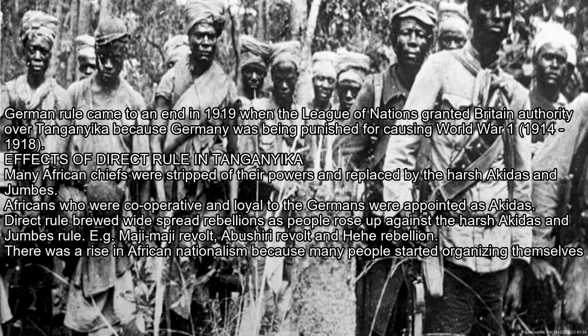German rule came to an end in 1919 when the League of Nations granted Britain authority over Tanganyika because Germany was being punished for causing World War I, 1914-1918. Effects of direct rule in Tanganyika. Many African chiefs were stripped of their powers and replaced by the harsh Akidas and Jums. Africans who were cooperative and loyal to the Germans were appointed as Akidas.